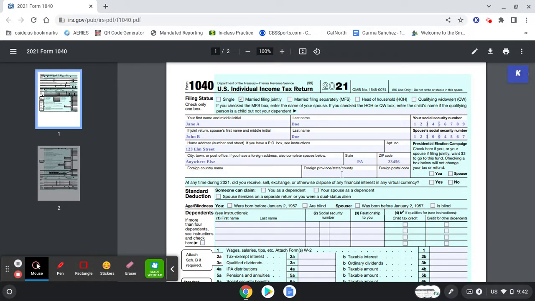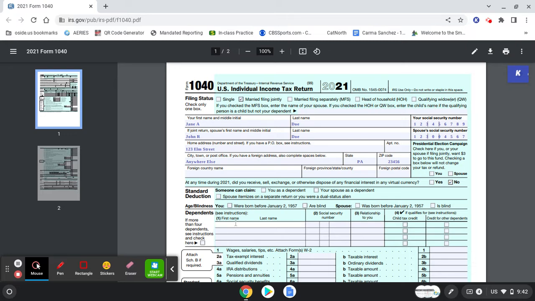Okay, so no foreign country name or information here. No, I'm not going to give any money to the presidential campaign. No virtual currency. What if I had sold some virtual currency this year? I would check yes. Can anyone claim us as a dependent? Nope, we're two working adults with a child. Is anyone blind? Nope, nobody's blind.